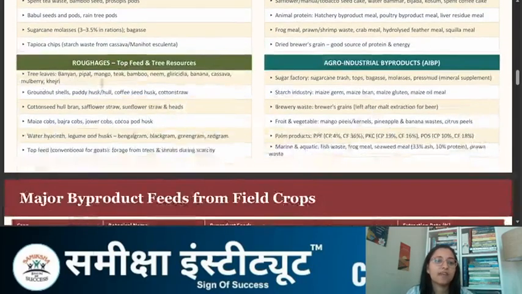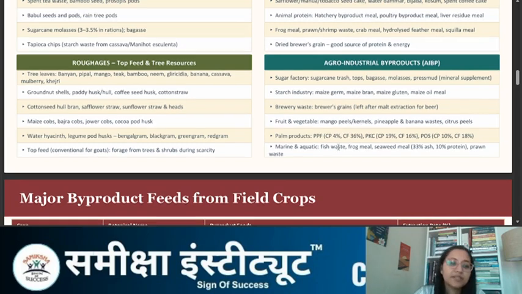Then as roughages, top feeds, tree resources, basically these are the forest byproducts, tree leaves, banyan, peepal, mango, teak, bamboo, all the tree leaves that are present, the groundnut shells, paddy husk, forest byproducts. Then the agro-industrial byproducts, the food processing industry byproducts, sugar factory, sugarcane trash, tops, bagasse, sugarcane bagasse, molasses, press mud, etc. Starch industry, maize germ, maize. So all these are basically agro-industrial byproducts.